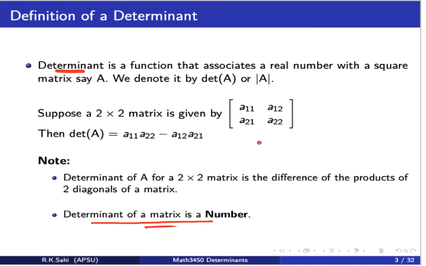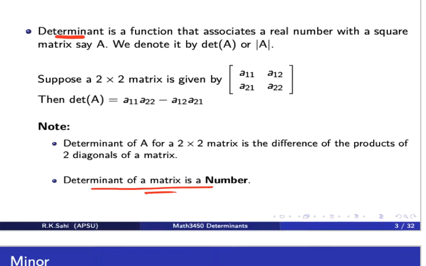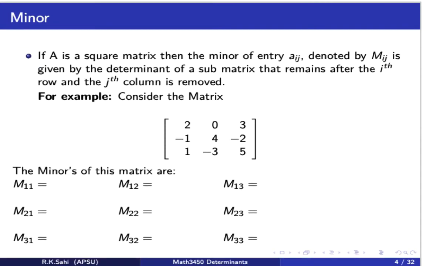It's very easy when we have a 2 by 2 matrix. But what happens if we have a matrix of size 3 or above? For that, we're going to learn some concepts before we learn how to find that determinant. So the first concept we're going to learn is a minor.